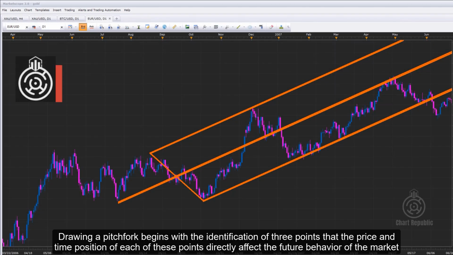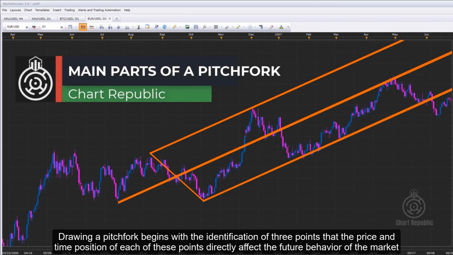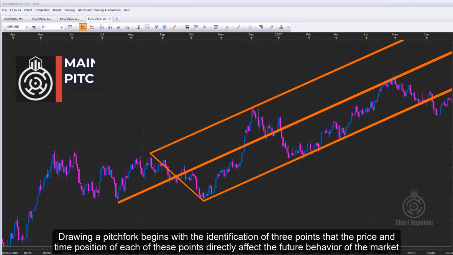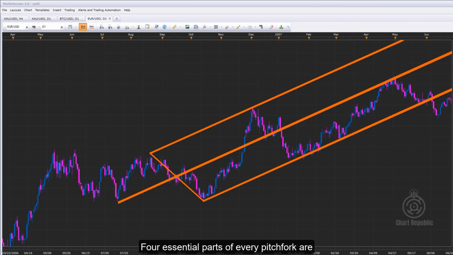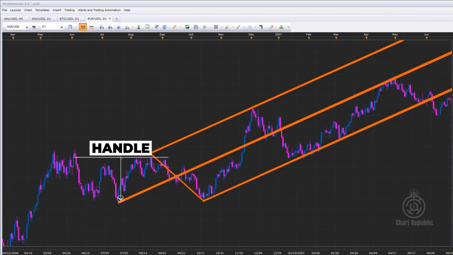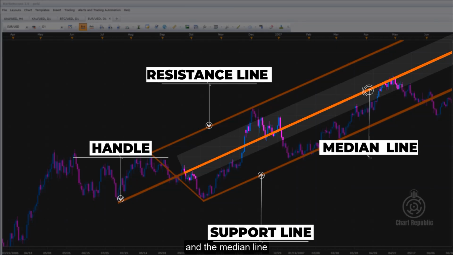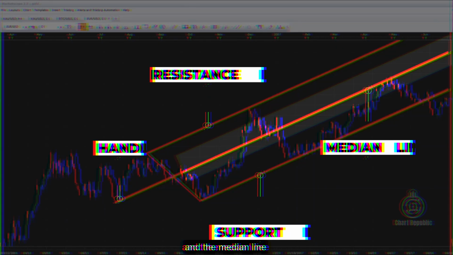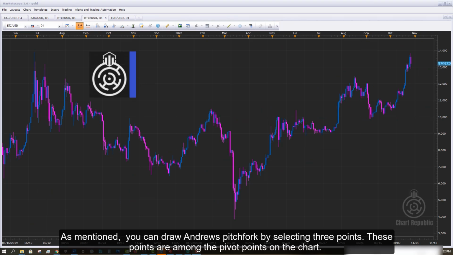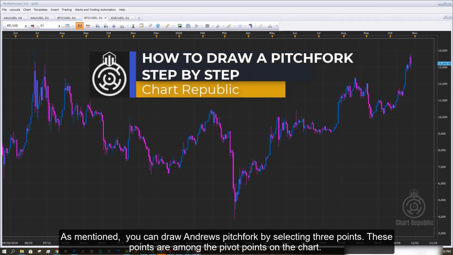Drawing a pitchfork begins with identifying 3 points, where the price and time position of each point will directly influence future market behavior. 4 essential parts of every pitchfork are handle, resistance line, support line, and the median line. As mentioned, you can draw Andrew's pitchfork by selecting 3 points. These points should be selected from pivot points on the chart.